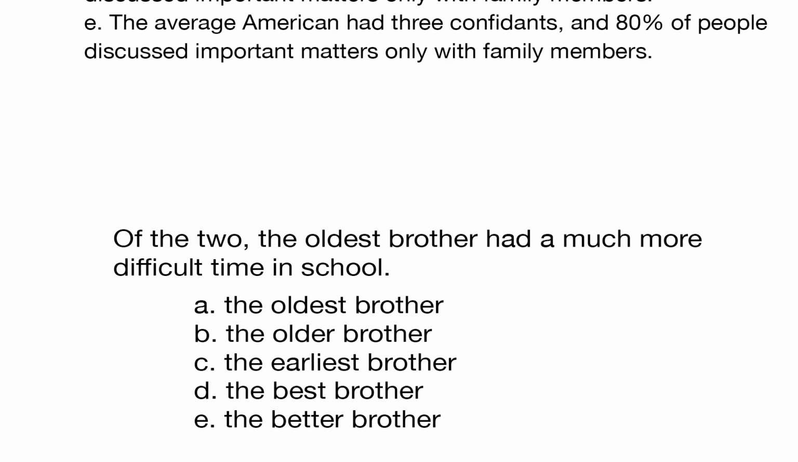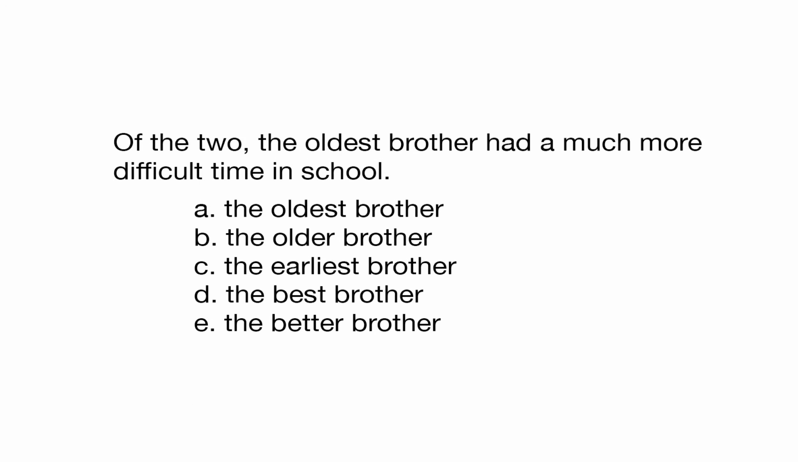Select the phrase that makes this sentence better. Of the two, the oldest brother had a much more difficult time in school. A. The oldest brother. B. The older brother. C. The earliest brother. D. The best brother. And E. The better brother. The answer is B.